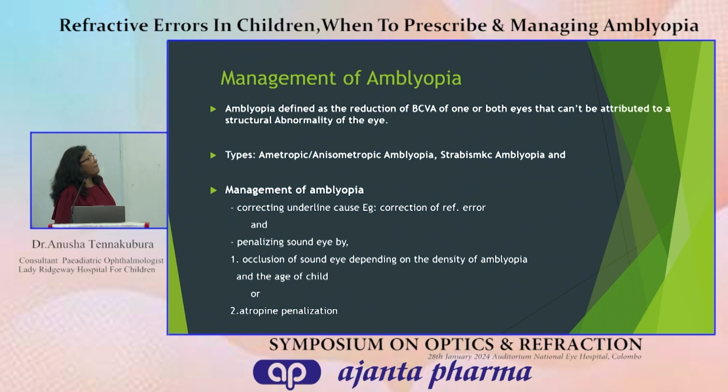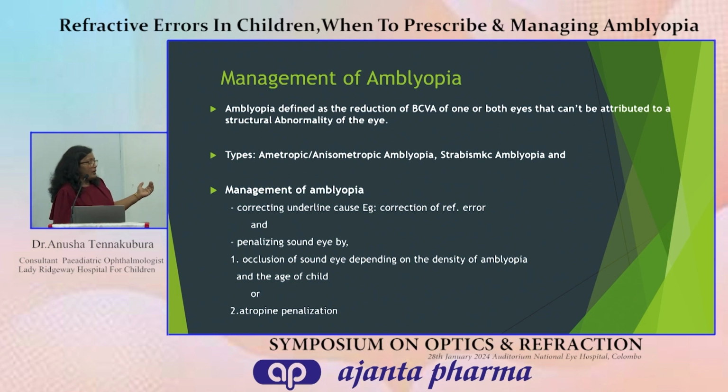Whatever the management of amblyopia, the basic principle is, first, correcting the underlying cause. The underlying cause may be ametropia, anisometropia or strabismus, or sensory deprivation due to certain correctable causes, right? So that is the first thing. If it is a refractive error, you have to correct the refractive error.